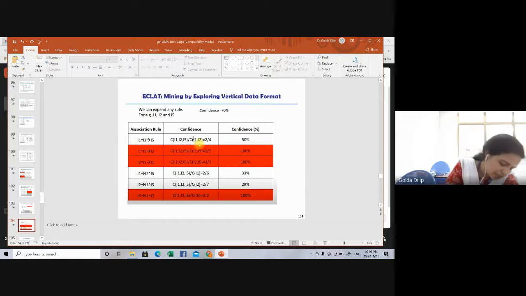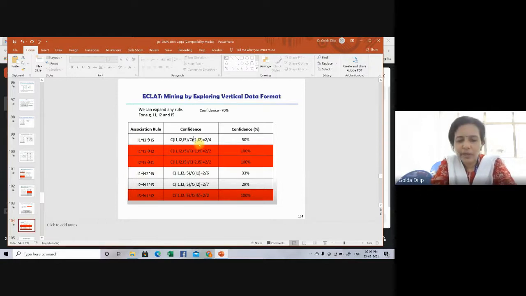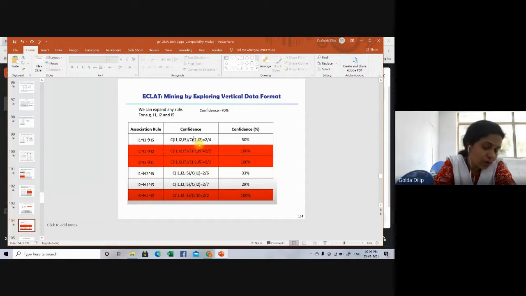Confidence, what is confidence? Confidence to answer in the class. What is confidence here in association rule mining? The class is so silent. Anirudh, at least I hope you two, at least you are listening. Anirudh, what is confidence?